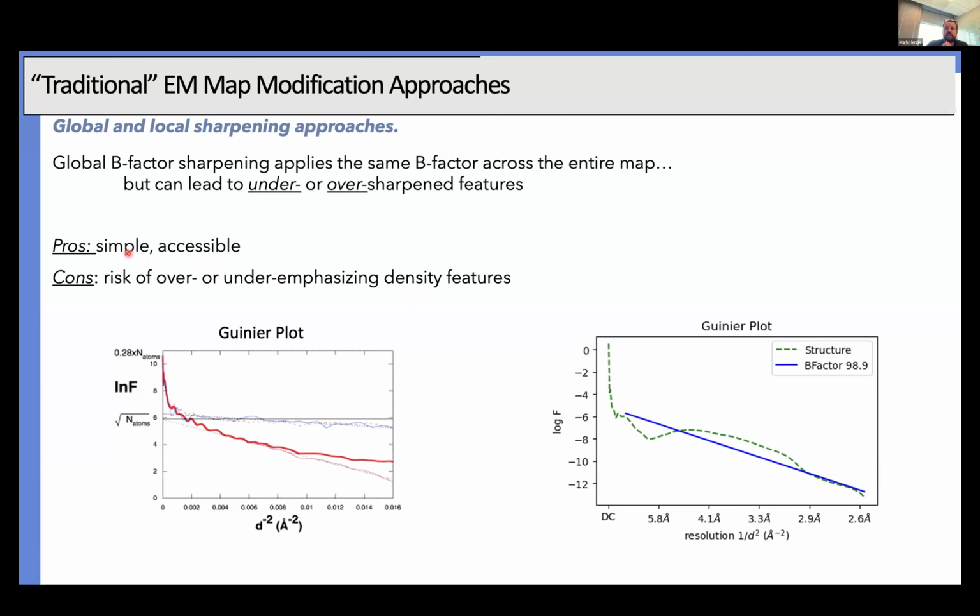Now, the pros of this, and the reason it's implemented automatically in a lot of software packages, is that it's simple and easily accessible. But the con is that it can over or underemphasize density features in your map because it's a global modifier, which, if you don't have an isotropic or homogeneous map, means it's going to differentially affect regions of your volume.